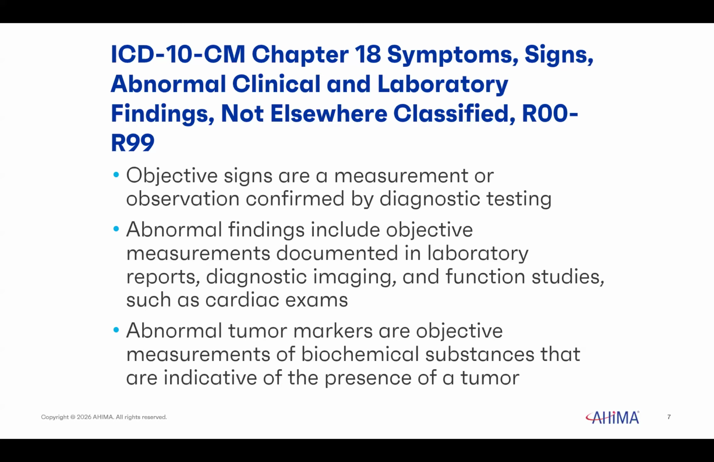Objective signs, you can think of them as measurements. They're non-specific. They're things that come from diagnostic testing, labs, imaging, function studies, what have you. And abnormal tumor markers are those biochemical substances such as CEA or PSA that are associated with the presence of some sort of a tumor. These findings must be documented. They're not based on patient complaints.